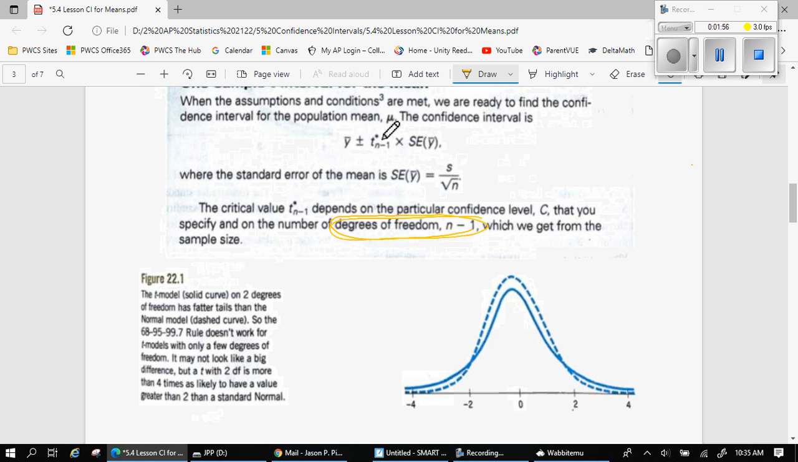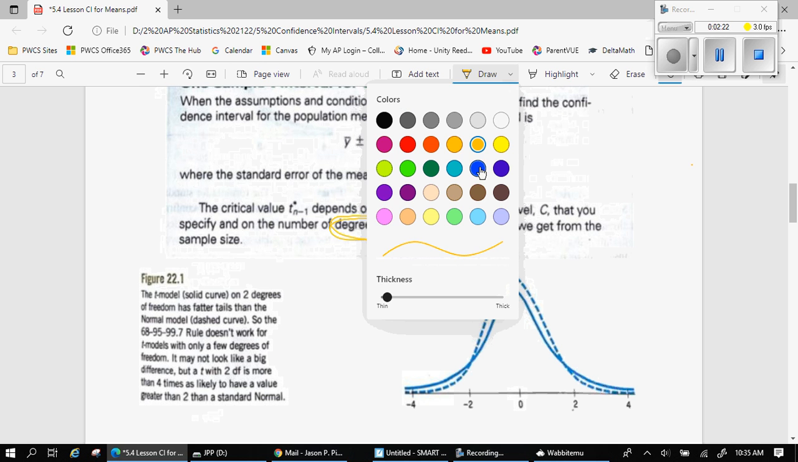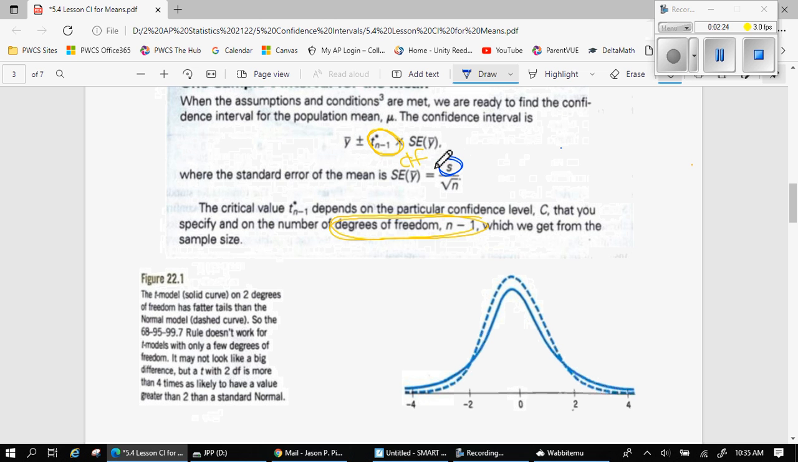So when we're calculating this T star, it's not a Z star anymore. You can see that n minus 1 subscript. That's the degrees of freedom. In the calculator, it will ask us for the degrees of freedom, df. And we'll have to do our sample size minus 1. And then we have a different standard error. We take our standard deviation from our sample, s, and divide by the square root of the sample size.